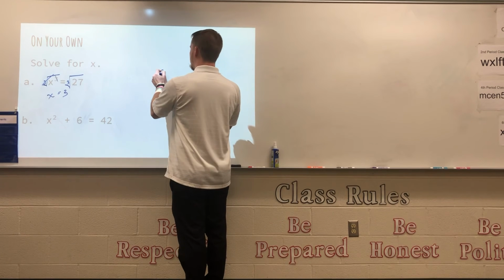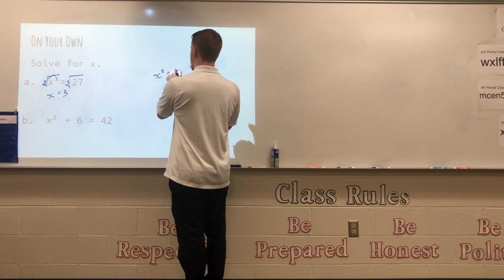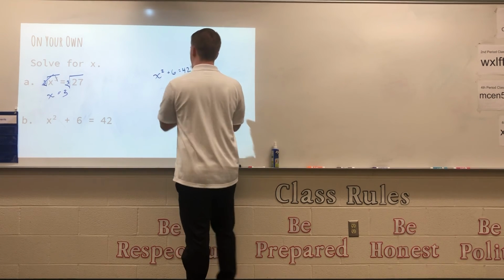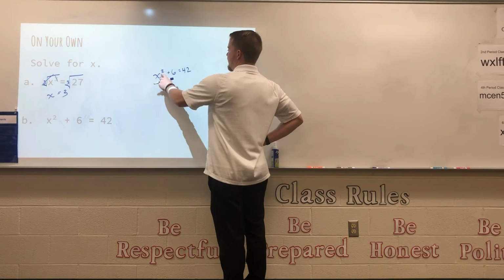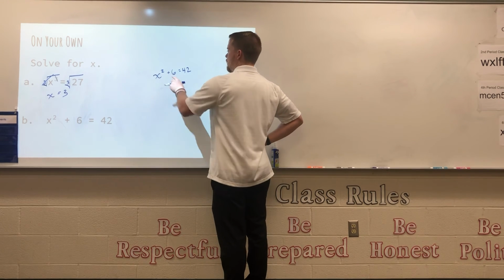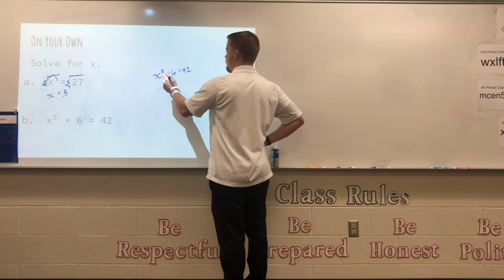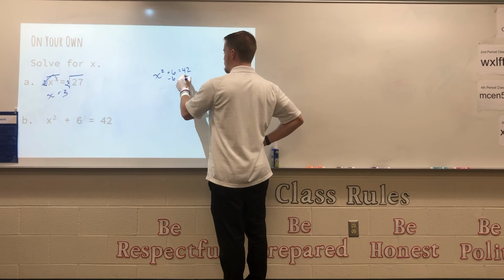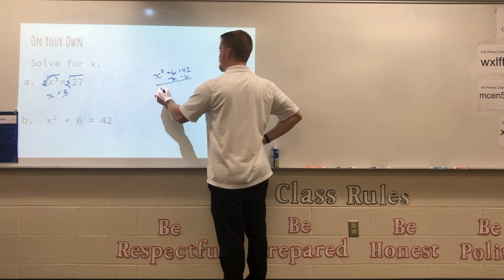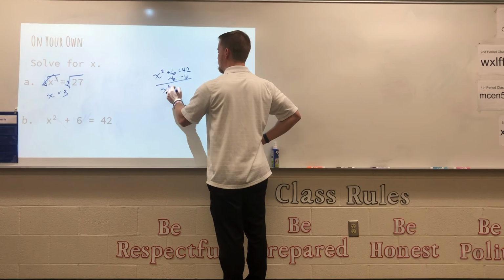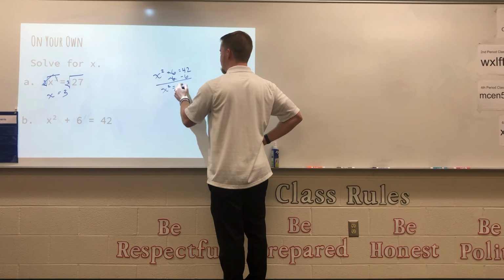Okay, part B, x squared plus 6 equals 42. First we need to get x to the second by itself. So in order to do that, we subtract 6. It'll be x squared, or x to the second, equals 36.